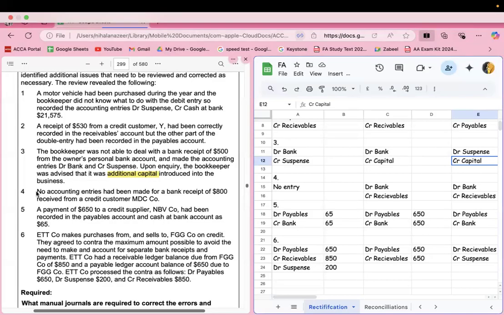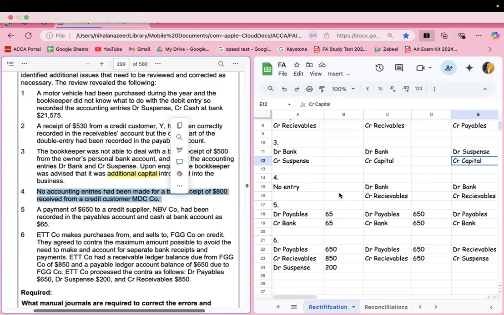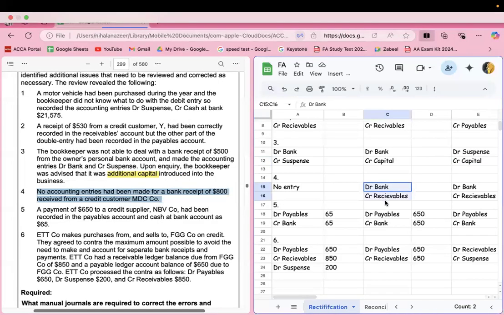The fourth one is that no accounting entries have been made for a bank receipt of 800 from a credit customer. So the correct entry should have been debit bank and credit receivables, right? There is no wrong entry because there is no entry passed. So the rectification entry would be the same as the correct entry. Clear? Understood?